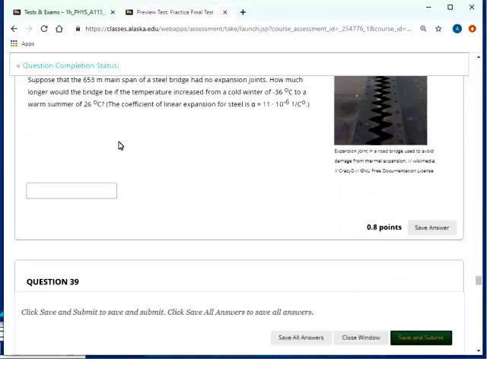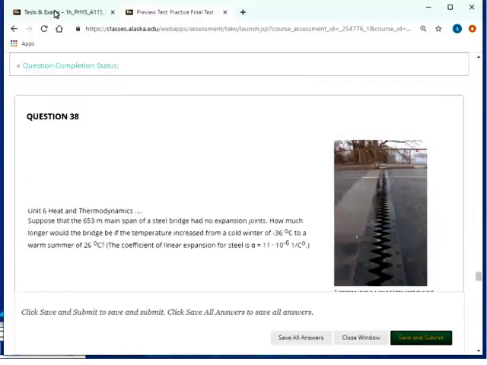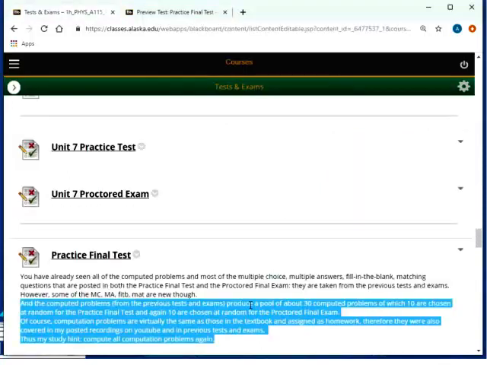And here is my other disclaimer. I'm going to go back to this one here, and here it says, the computer problems from the previous tests and exams produce a pool of about 30 computer problems from the previous 7 practice tests and proctored exams. You know, each one of them had like 3, 4, or 5, multiplied by 7. You come up with roughly 30 computer problems, of which 10 are chosen at random for the practice final test.